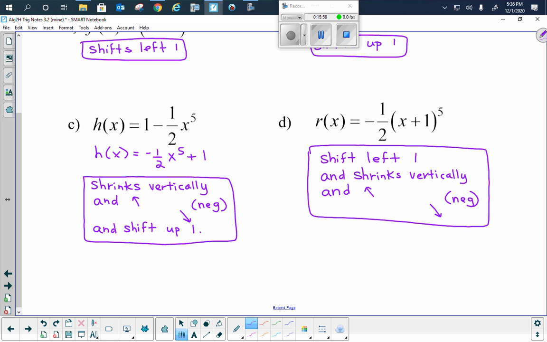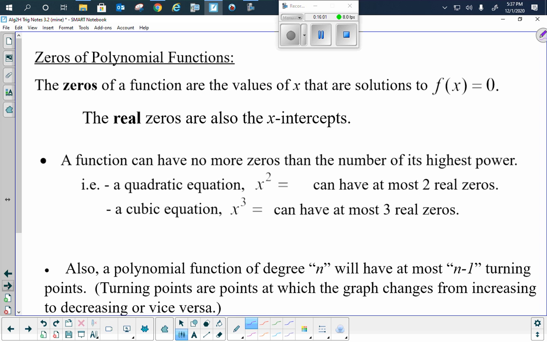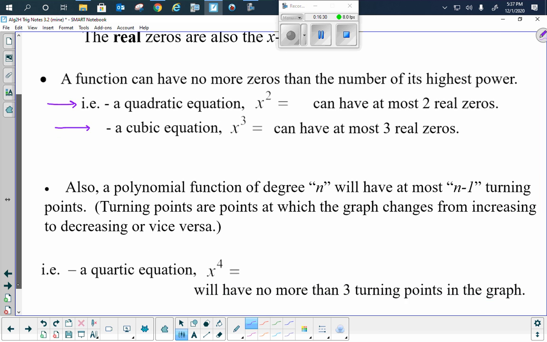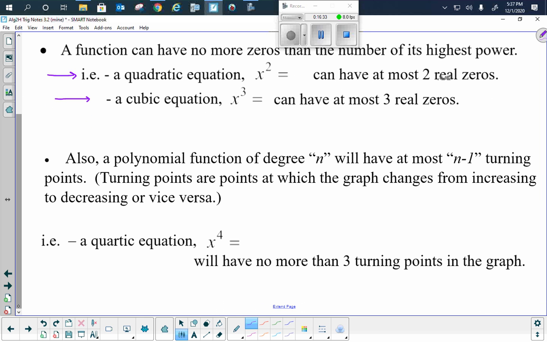Okay. All right, next, zeros of polynomial functions. So the zeros of a polynomial function are the values of x that are solutions to f of x equals 0. The real zeros are also called the x-intercepts. And as you know, a function can have no more zeros than the number of its highest power. Such as a quadratic equation, x squared, can have at most 2 real zeros. A cubic, x cubed, can have at most 3 real zeros. And also, a polynomial function of degree n will have at most n minus 1 turning points. We saw those patterns earlier.